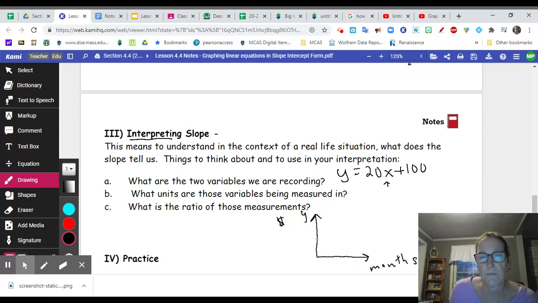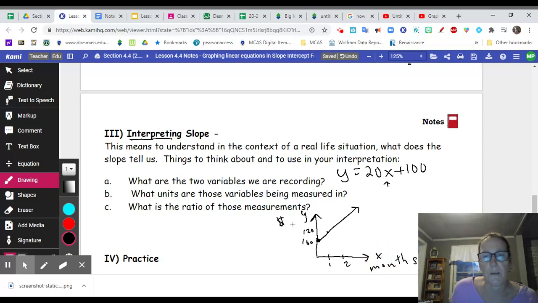And the $100 represented that we started off with $100. And every month it went up. So this was 100. 1 month later, it was 120, and so on. So the two variables are money in our savings account, and months was on the x-axis.